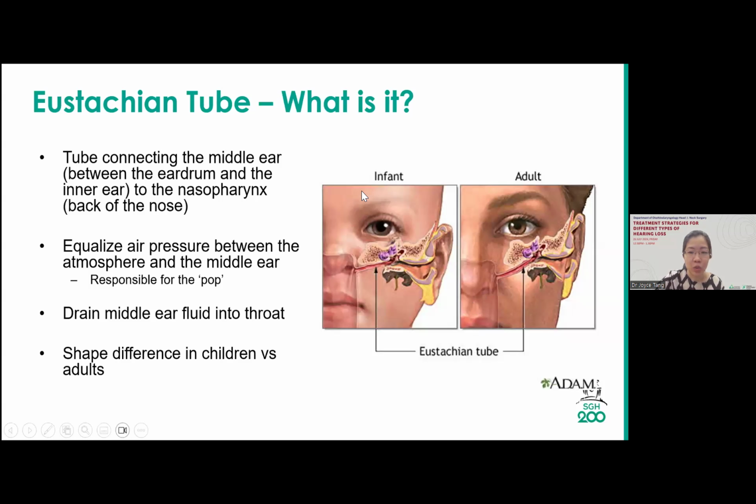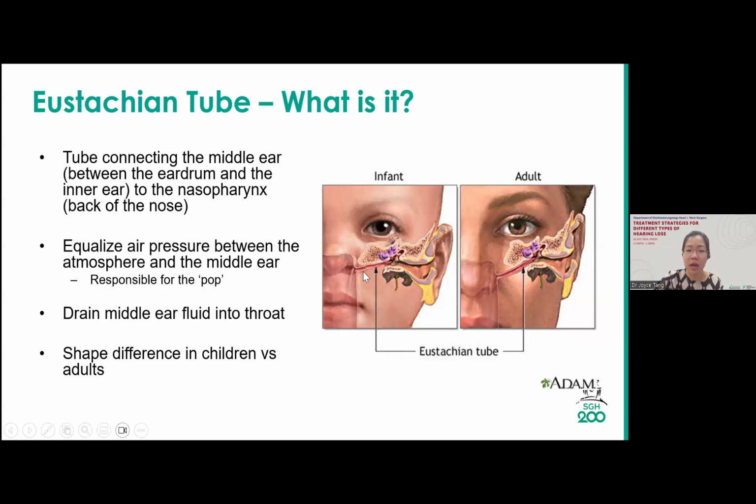The last thing I want to show you in this slide is the Eustachian tube in the adult and in the infant, a young child. There is a bit of a shape difference. In the adult, this tube is a bit more slanted, and in the infant, this tube is a lot more straight.